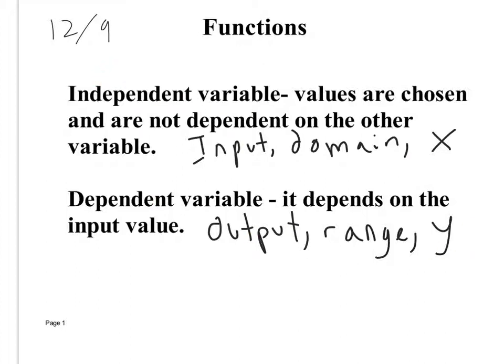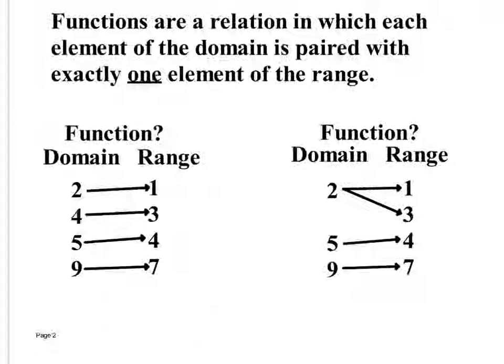Alright, you need to write this down. This is the definition of a function. A function is a relation in which each element of the domain is only paired with one element of the range. Okay, this is the definition. You need to know that. Each element of the domain is only paired with one of the range.